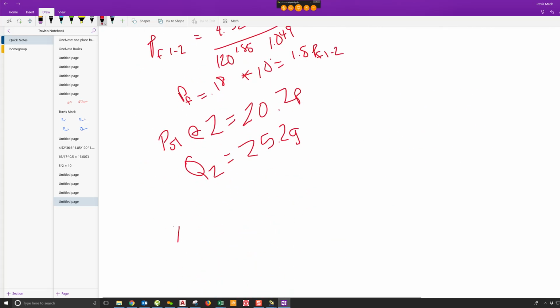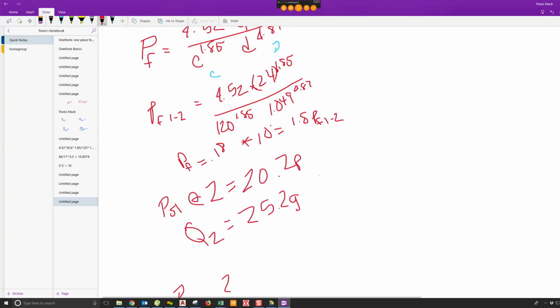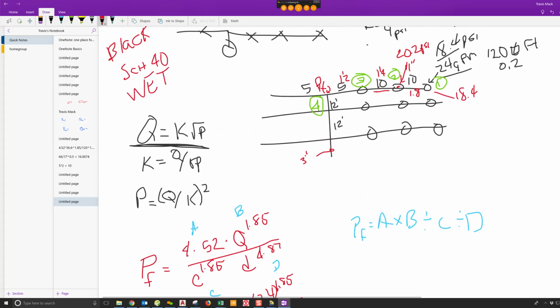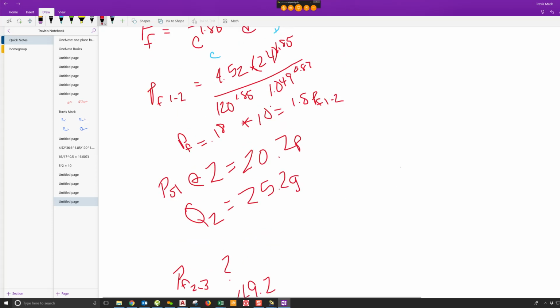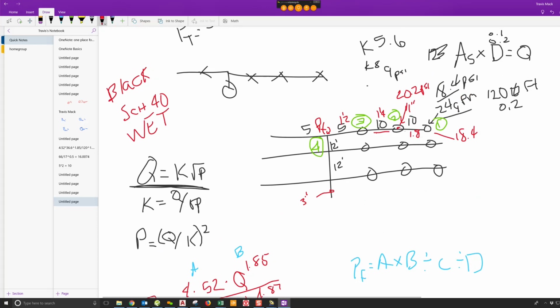So friction loss from 2 to 3 is what we're trying to figure out. Flowing through here, we've got 24 gallons plus whatever was coming out of 2. So our Q from 2 to 3 is going to equal 49.2. Does that make sense? We just added the flow here plus the flow coming out of this head.